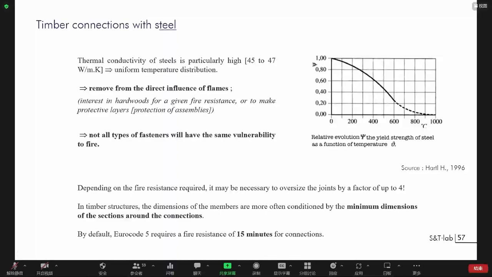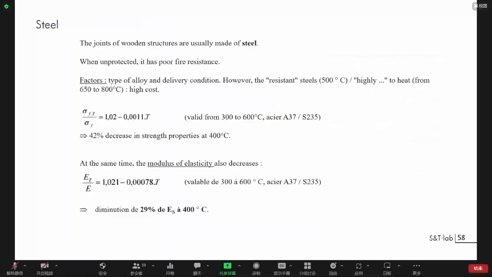And sometimes you need to multiply the number of connection rods you put in timber. This can also be the factor that gives the dimension of your member. You need more room in your member to put more dowels or bolts into it. And so what will govern the dimensioning of the system won't be the fire resistance of the member itself, but the resistance of the connection. So each connection made with steel needs specific attention.